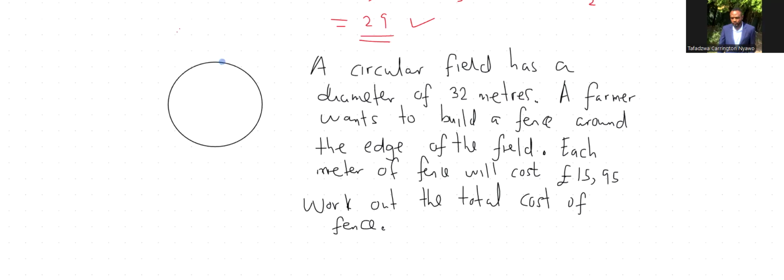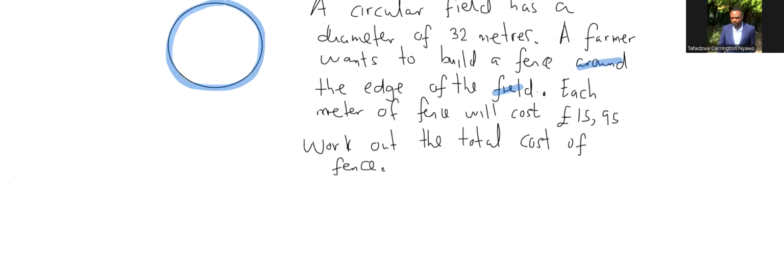You see what I'm doing now? This is what the farmer wants to do, around the edge of the circumference of the field. So each meter of fence will cost 15 pounds and 95 pence. Work out the total cost.